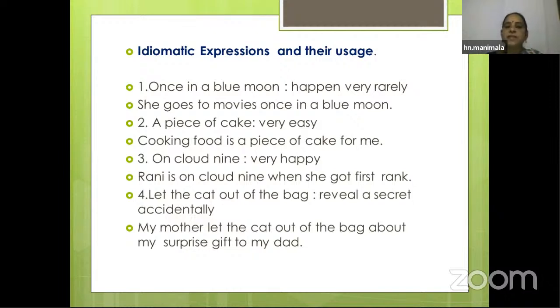A piece of cake means very easy. Something which is very easy, we say it's a piece of cake for me. Cooking food is a piece of cake for me. Actually, they think we are asking for some piece of cake. No, what it actually means is an easy task. On cloud nine means very happy. We say that Rani is on cloud nine when she got first rank.